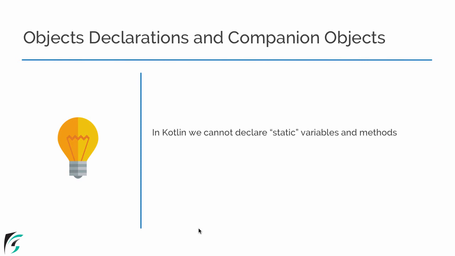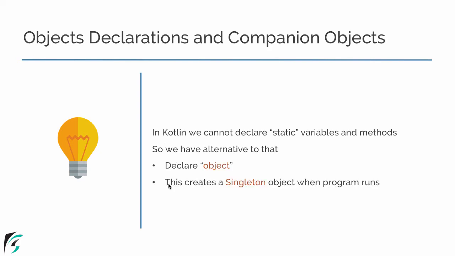Proceeding forward, in Kotlin we cannot declare static variables and methods compared to Java. So we have an alternative: we can declare an object, and these objects act as a class that can contain the static variables and methods without using the keyword static. When we declare something as an object, Kotlin internally, behind the curtain, simply creates a singleton object for us when the program is running.